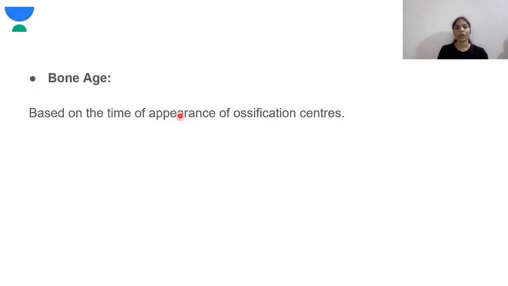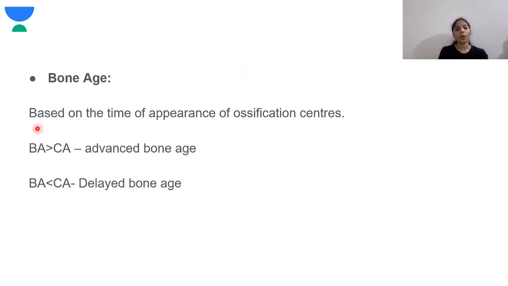Bone age. Bone age is based on the time of appearance of ossification centers. Different bones have different times of appearance of the ossification centers. If bone age is more than the chronological age, it is advanced. Remember, bone age being more means advanced bone age. Bone age less than chronological age is delayed bone age. Assessment of bone age is very important, especially to evaluate a child with short stature.